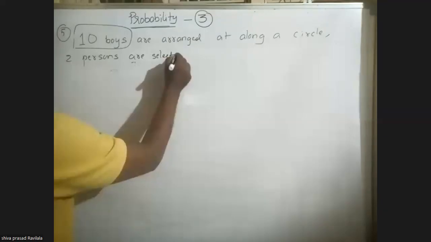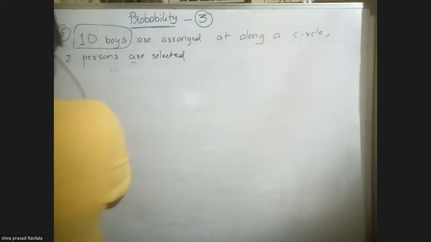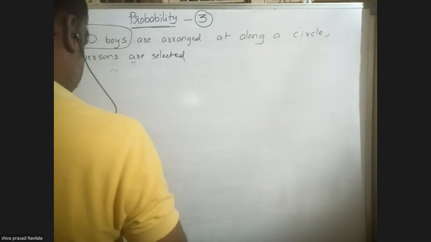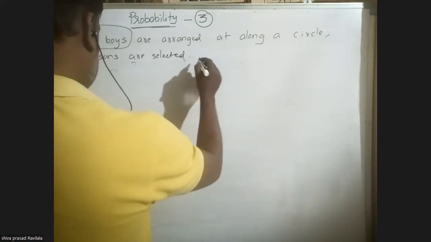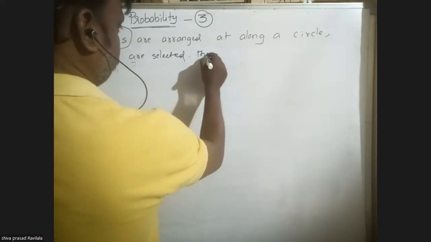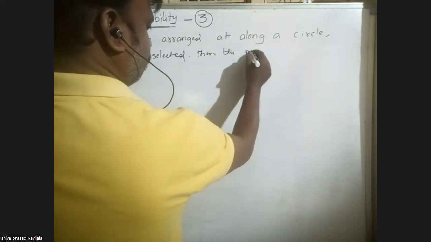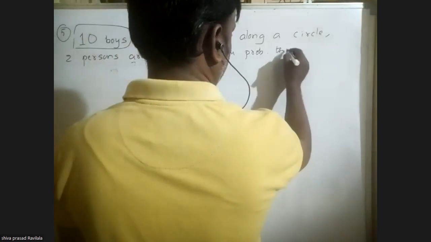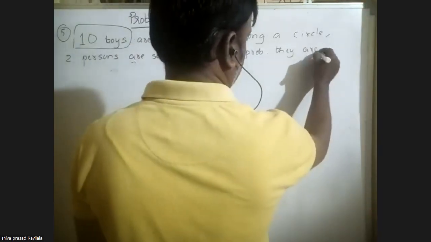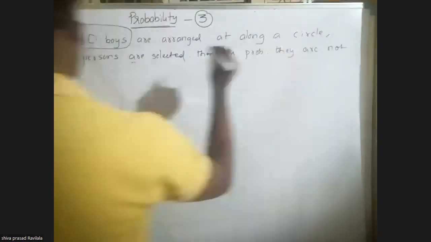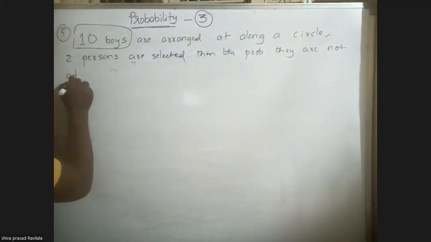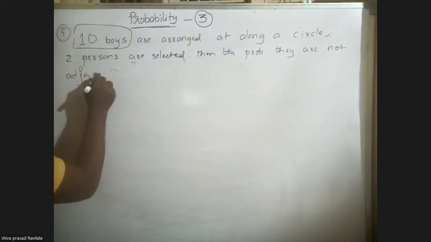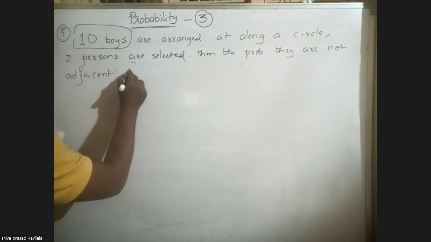Selected at random, same condition, then the probability they are not adjacent to each other. And before, the question was come together. In this condition, they are not adjacent to each other.